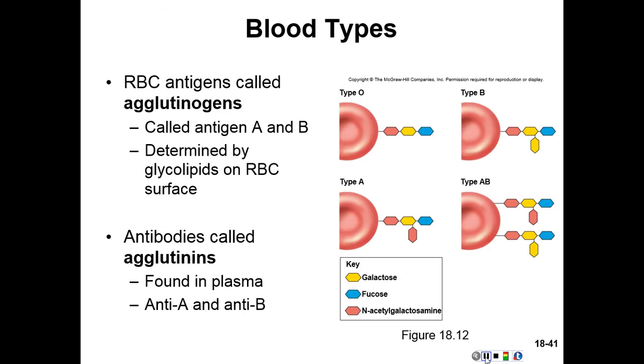Alright, agglutinogens on red blood cells are called antigen A and B. They're determined by the glycolipid configuration on the cell. So let's look: galactose, fucose, and galactosamine. These are highlighted on the right in figure 8.12. Antibodies are called agglutinins. They are found in the plasma, anti-A and anti-B, where the agglutinogens are the antigens A and B.